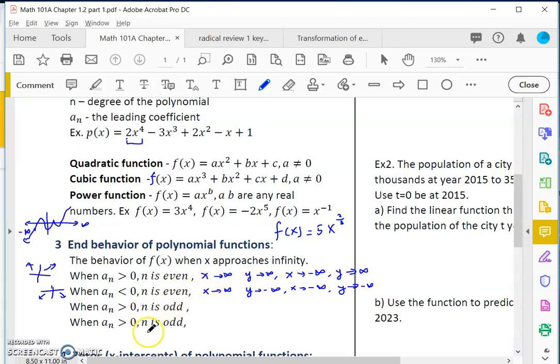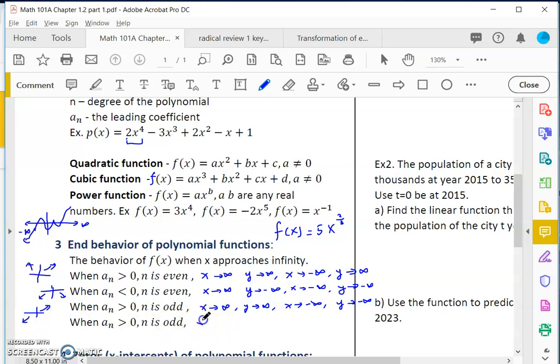What about when n is odd? When n has an odd degree, when x approaches infinity and an is positive, y would also approach positive infinity. But when x approaches negative infinity and you have an odd power, y would approach negative infinity. So x and y go both positive or negative. So you can think of it going up and going down like this.